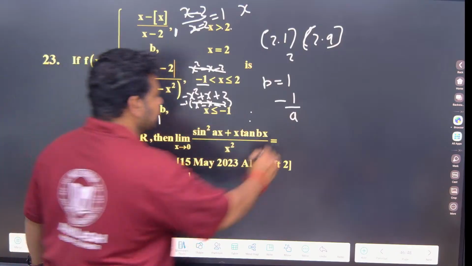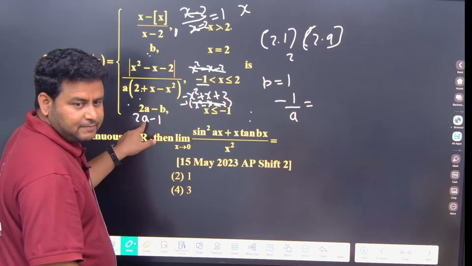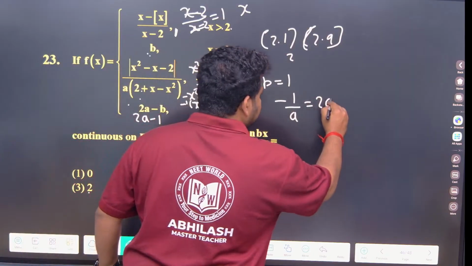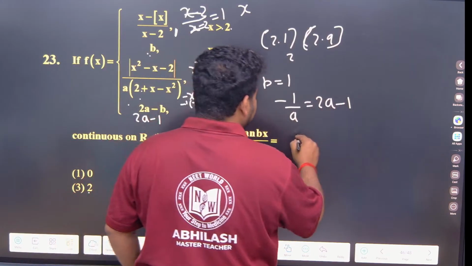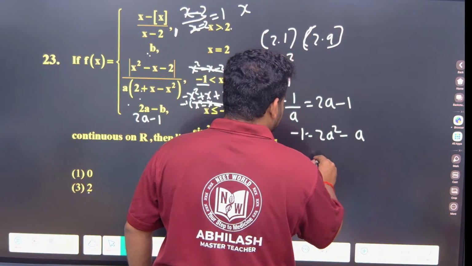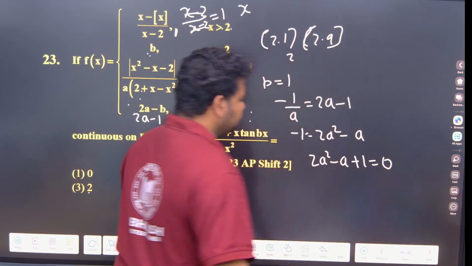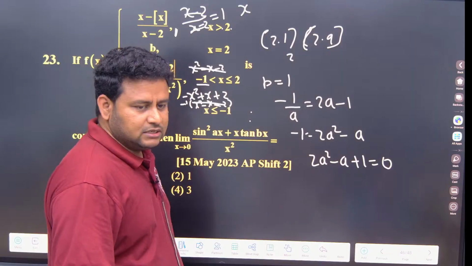So minus 1 by a is equal to the functional value when I put x is equal to minus 1, which is 2a minus 1. So if I multiply this, minus 1 is equal to 2a square minus a. So 2a square minus a plus 1 is equal to 0.